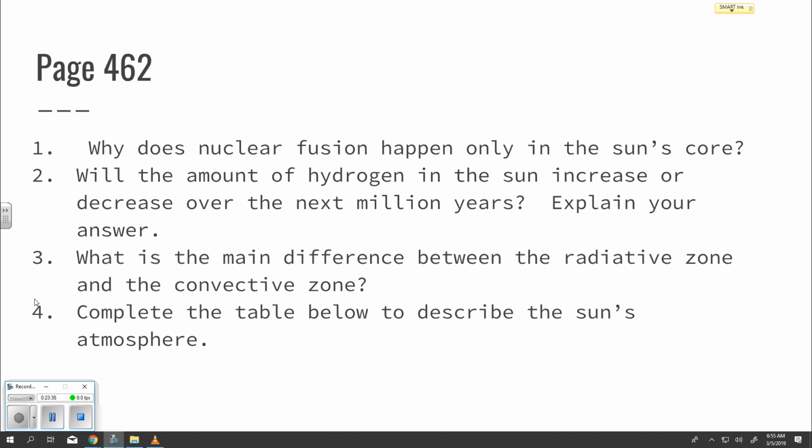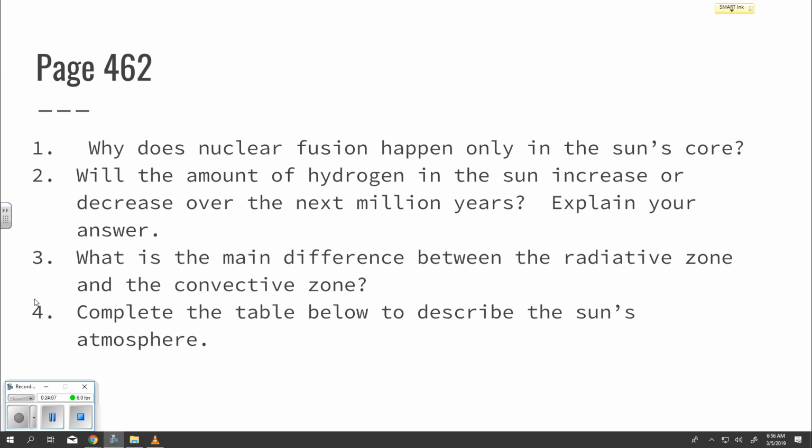The convective zone: energy moves by moving matter. Again, the radiative zone, energy is moving as electromagnetic radiation. The convective zone, energy moves by moving matter.